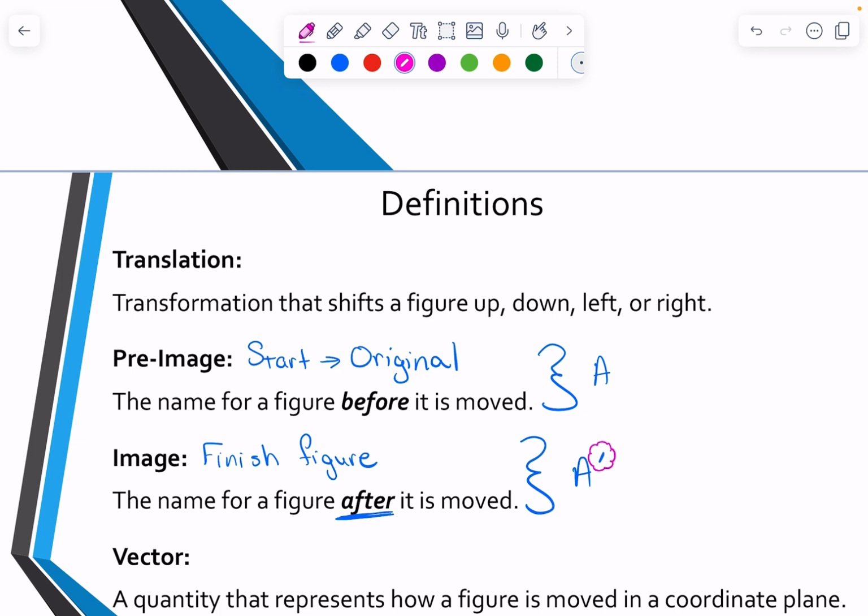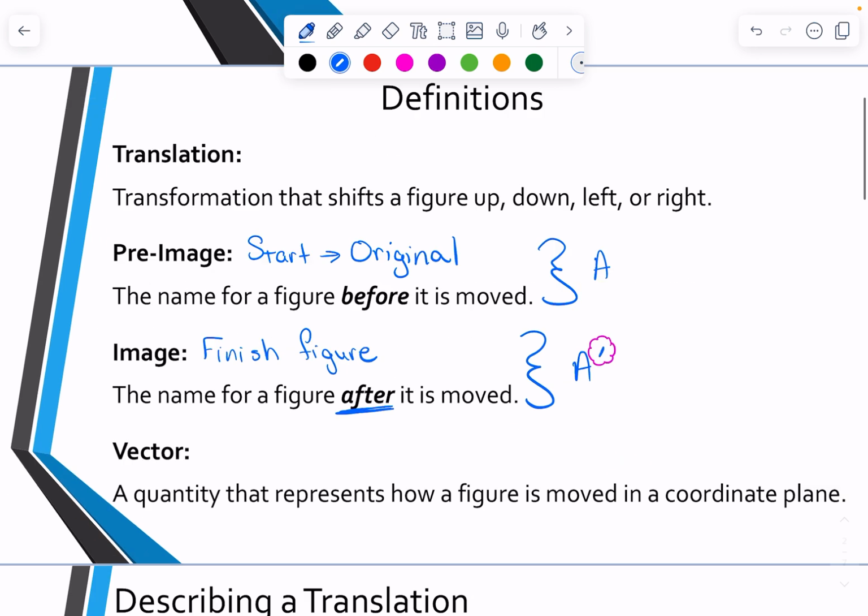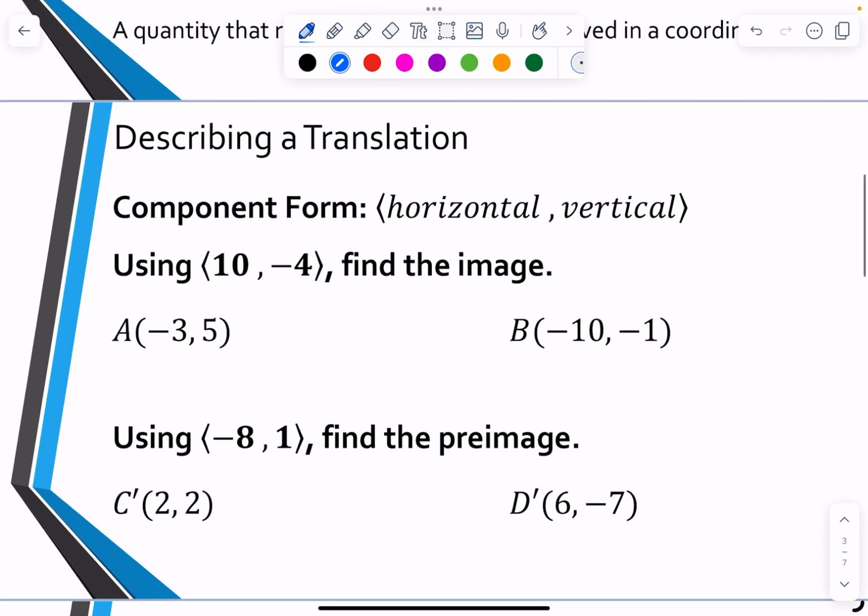Now, we're also going to be using these things called vectors to move things. A vector is simply a quantity that represents how a figure is moved in a coordinate plane. So what it's telling you is, how do we move this? Are we moving it to the right? Are we moving it to the left, up, or down? All right, we have a couple different ways of writing this.